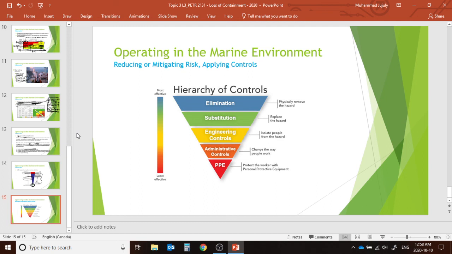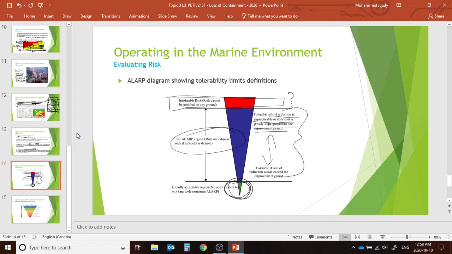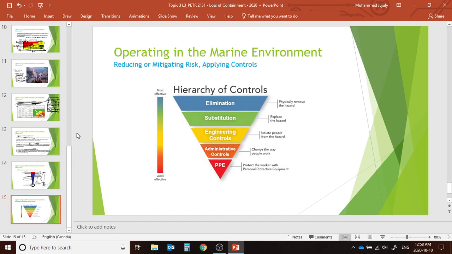Now, how can we actually reduce the risk? From this point of ALARP, how can we take this journey down to here? There are a couple of ways we can do that. This is called the hierarchy of controls. Very important. This is the most effective and this is the least effective. So elimination, if you eliminate the risk or physically remove the hazard, is the best and most effective way to reduce the hazard.